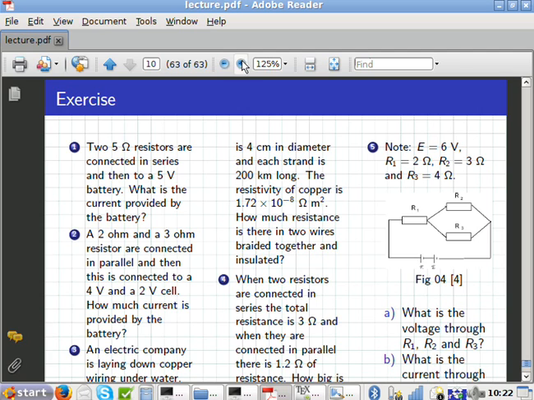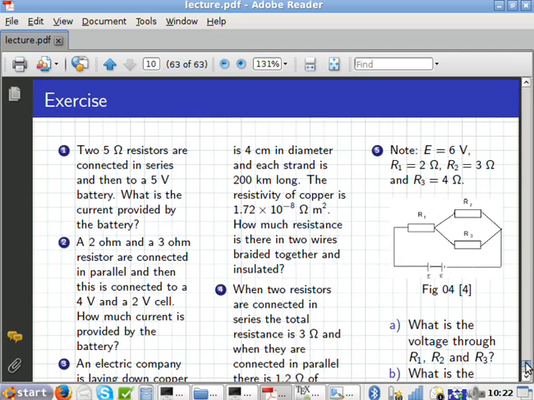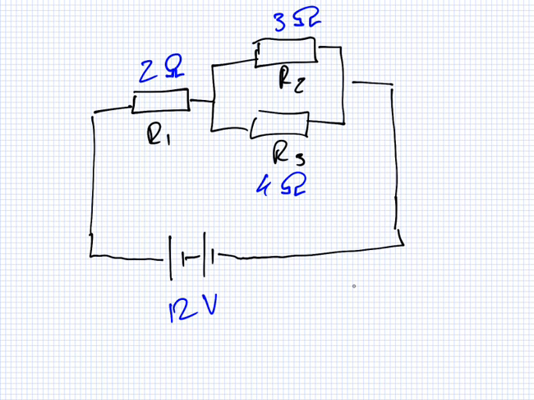So I tell you how big these resistors are, don't I? How much is the first resistor? 2 ohms. And the second one? 3 ohms. 4 ohms. And then the battery? 6 V.